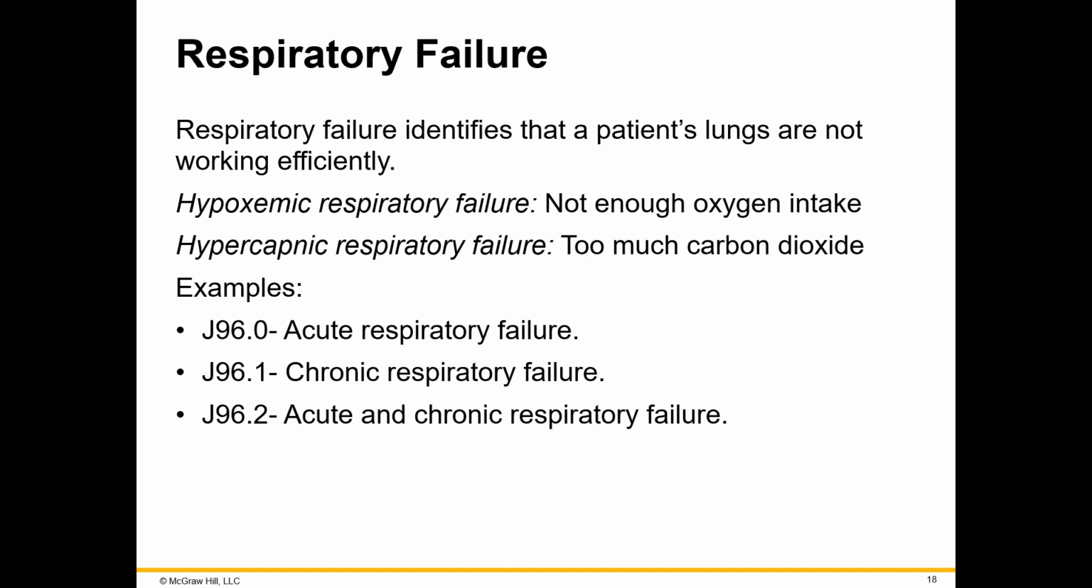Respiratory failure identifies that a patient's lungs are not working efficiently. Hypoxemic respiratory failure is when you're not getting enough oxygen. Hypercapnic respiratory failure is when there's too much carbon dioxide. Example codes for this are J96.0 acute respiratory failure, J96.1 chronic respiratory failure, and J96.2 acute and chronic respiratory failure.